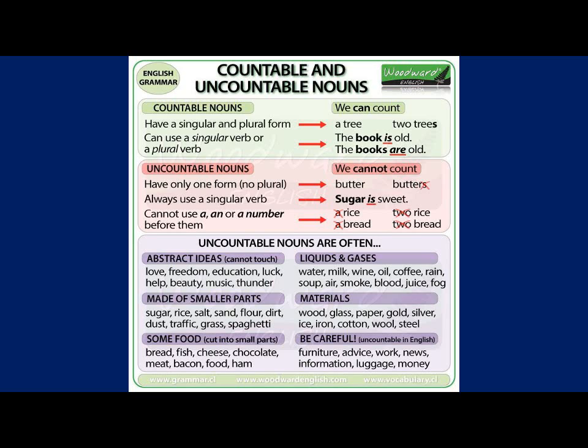Liquids and gases: water, milk, wine, oil, coffee, rain, soup, air, smoke, blood. These are all uncountable nouns, and so we don't add the S to make them plural. Materials: wood, glass, paper, gold, silver, ice. We don't say, I want to buy some golds. No, I want to buy some gold. Gold is an uncountable noun, and so we don't put the S on it.